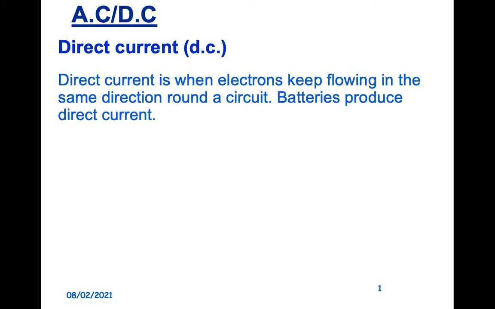DC current is produced by batteries. The electrons are flowing in the same direction around the circuit all the time. So your current is going in the same direction, and your voltage is either always positive or always negative, depending on what direction it's going in.